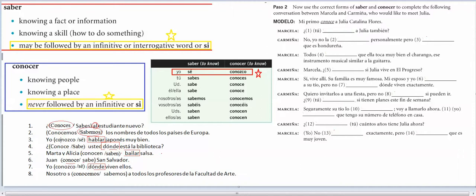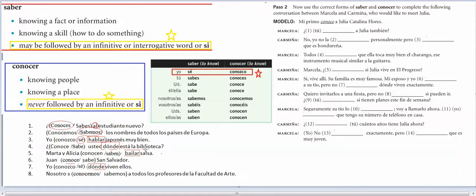What I know to do really well is to speak Japanese really well. If you know how to do something or have a skill, that's supposed to be saber. And also, saber can be followed by an infinitive, where conocer is never followed by an infinitive. Hablar is an infinitive, and it's right next to the verb that you're choosing. So you would have to pick sé, because you can't have conocer next to the infinitive. ¿Conoce, sabe usted dónde está la biblioteca? Here I've got an interrogative word.